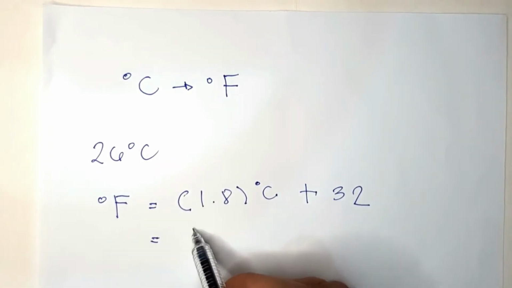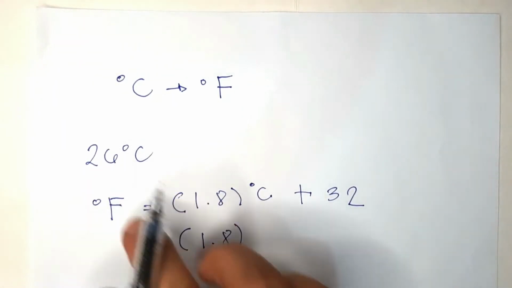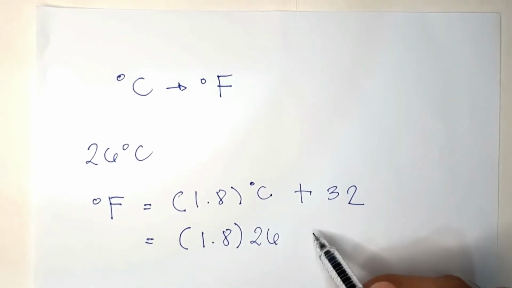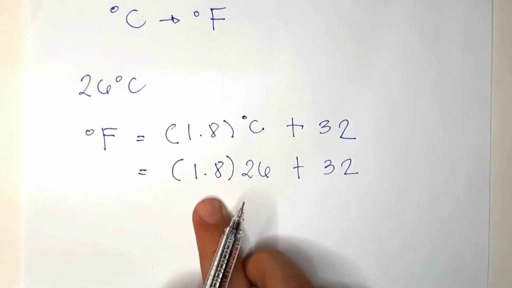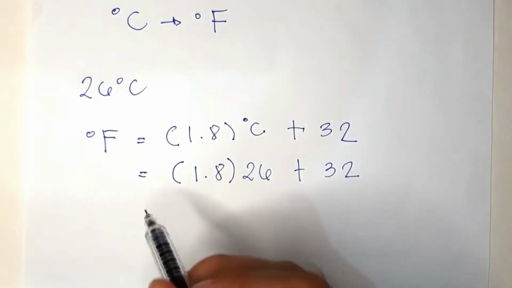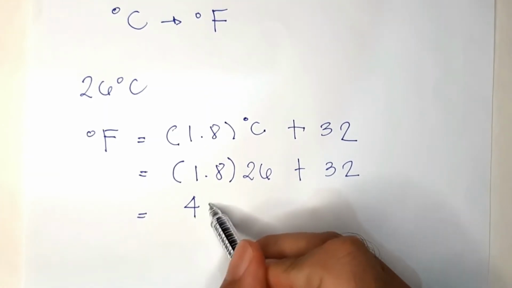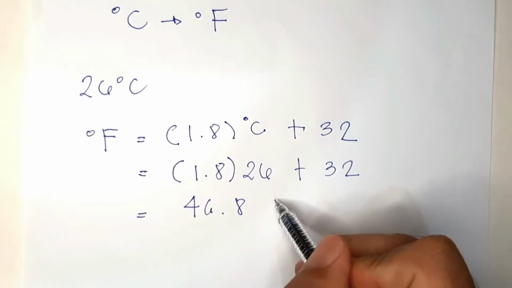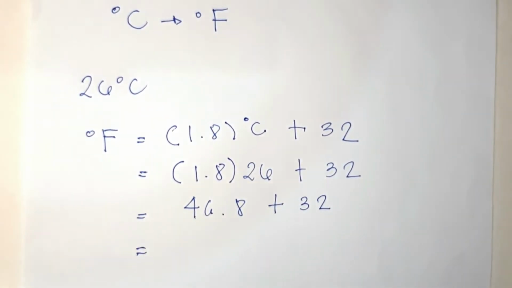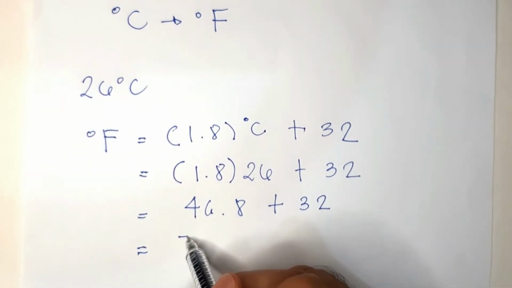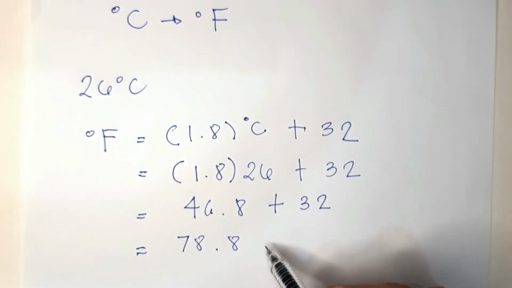So it would become 1.8 times degrees Celsius, which is 26, plus 32. So we multiply 1.8 by 26. The answer is 46.8. And then add it to 32. The answer is 78.8 degrees Fahrenheit.